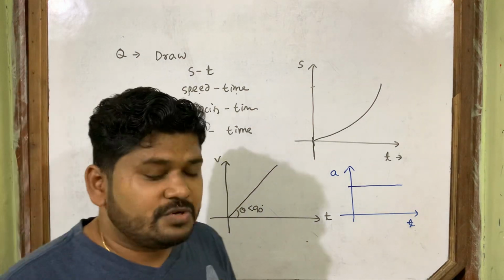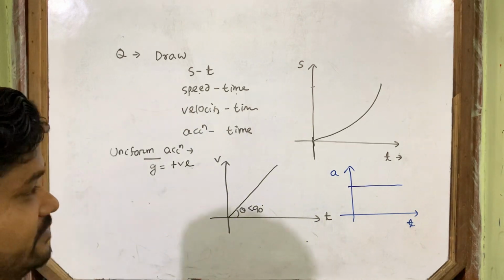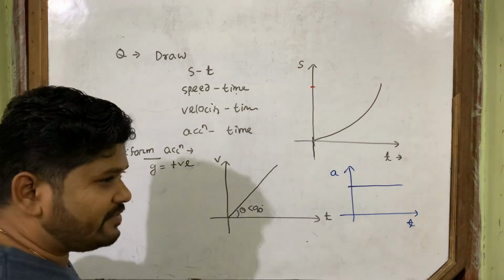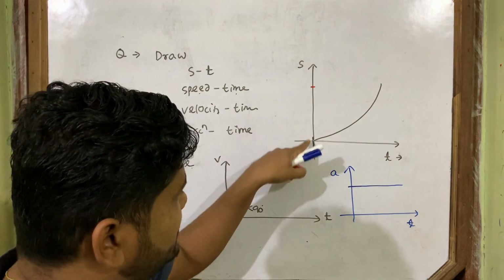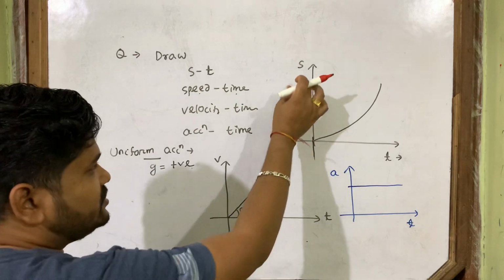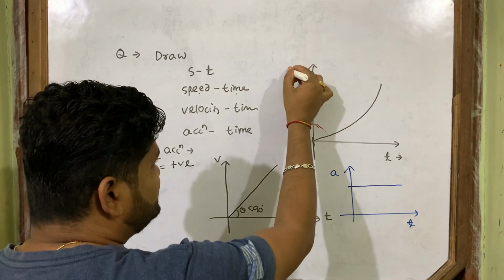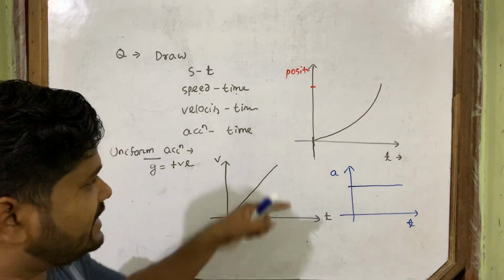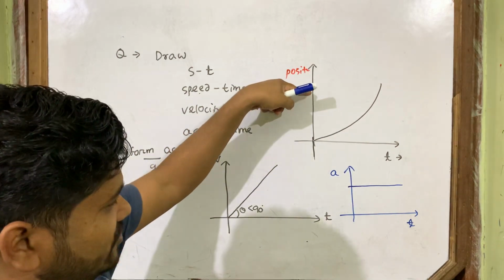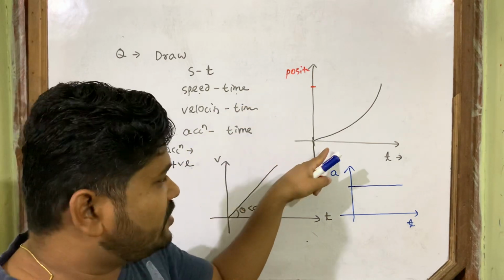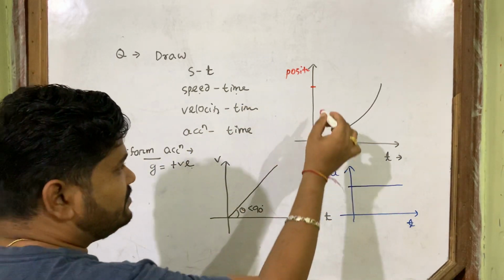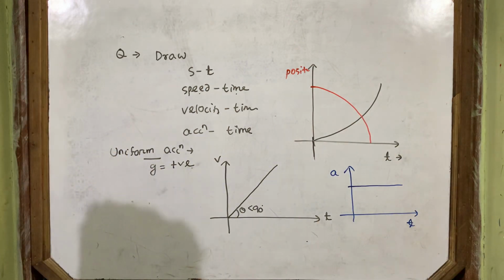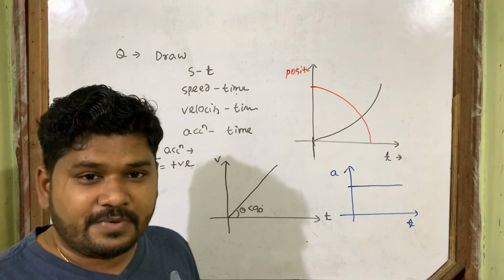But in some books you will find the graphs like this. Suppose we start the motion at a height, so this is the position. Here it is at a height, and gradually it comes down, meaning its position decreases and it comes to the ground level. Then in some books you will find the graph like this. This is also correct, no problem.